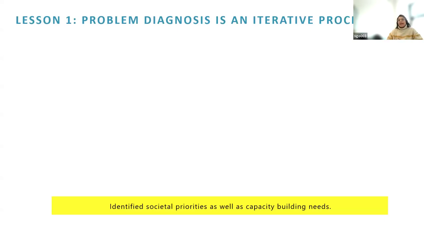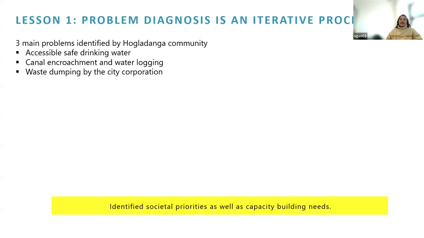And to give you an example, at the first stage of our community engagement, the community identified three key problems that were affecting them. And this was the community in peri-urban Khulna. So the first was access to safe drinking water. The second was canal encroachment and waterlogging. And the third was waste dumping by the city corporation.